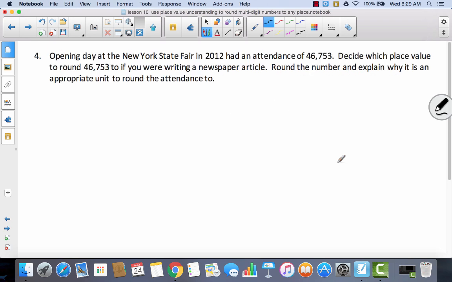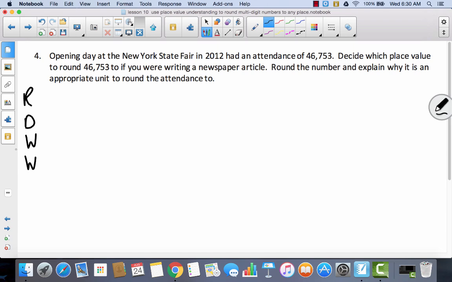All right, let's take a look at number 4. So again, we're going to read, draw, write a number sentence, and write a word sentence. Opening day at the New York State Fair in 2012 had an attendance of 46,753. Decide which place value to round 46,753 if you are writing a newspaper article. Round the number and explain why it is an appropriate unit to round the attendance to.